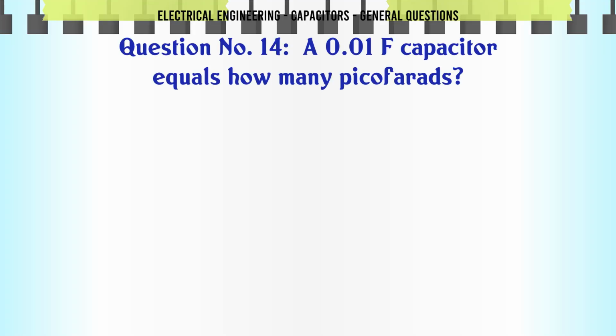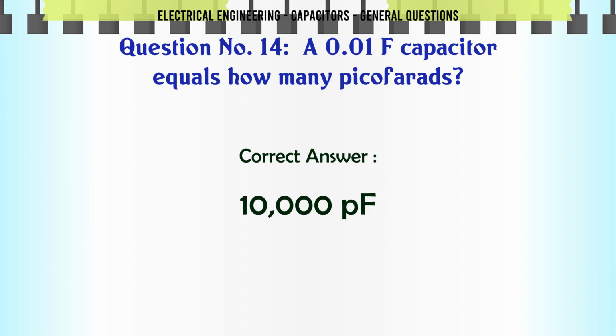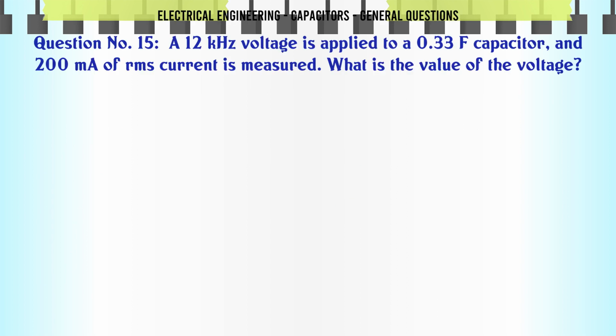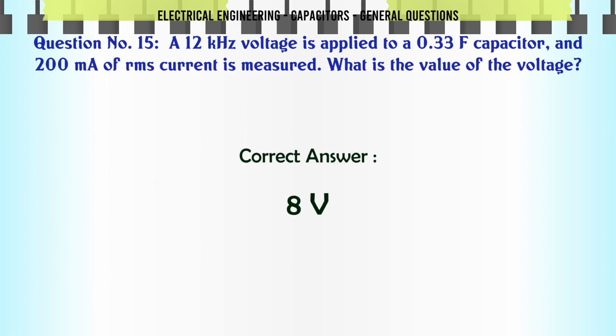A 0.01 µF capacitor equals how many picofarads? A 100 pF, B 1000 pF, C 10,000 pF, D 100,000 pF. The correct answer is 10,000 pF. A 12 kHz voltage is applied to a 0.33 µF capacitor and 200 mA of RMS current is measured. What is the value of the voltage? A 8 V, B 80 V, C 80 mV, D 800 mV. The correct answer is 8 V.